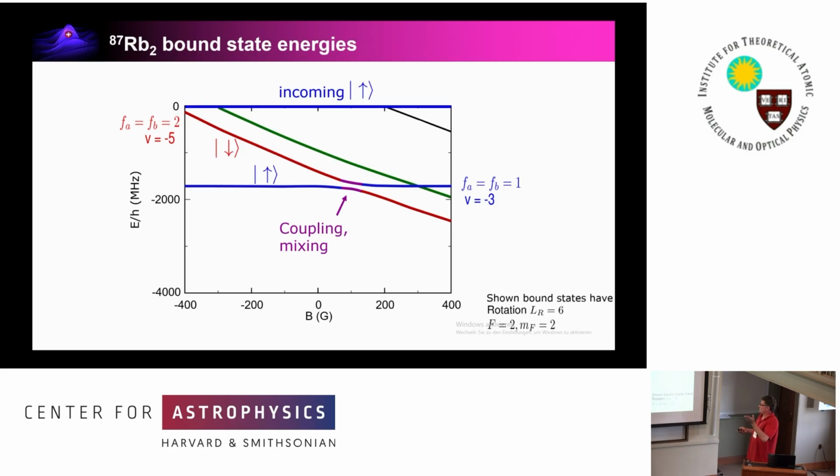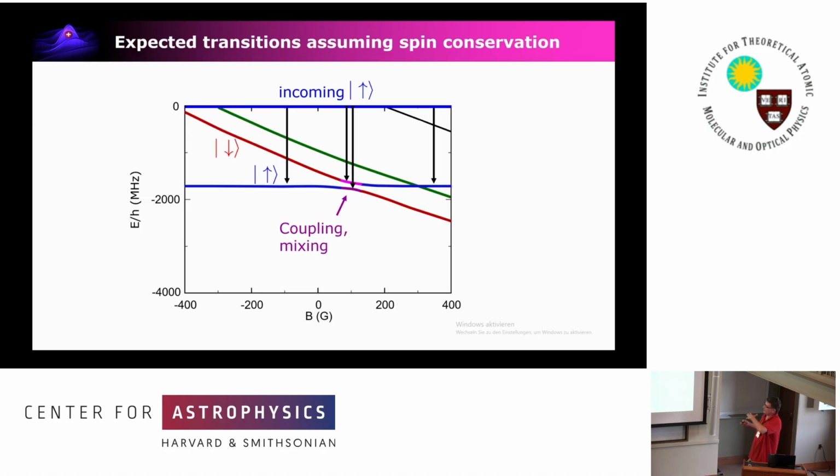And so now let's say we go to different magnetic fields and we have our three-body recombination. If you're far away from this crossing, then the incoming blue state will only produce a spin-up blue molecular state here, and also on that side.